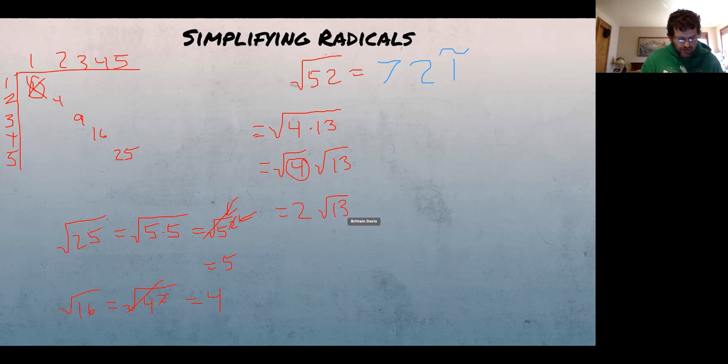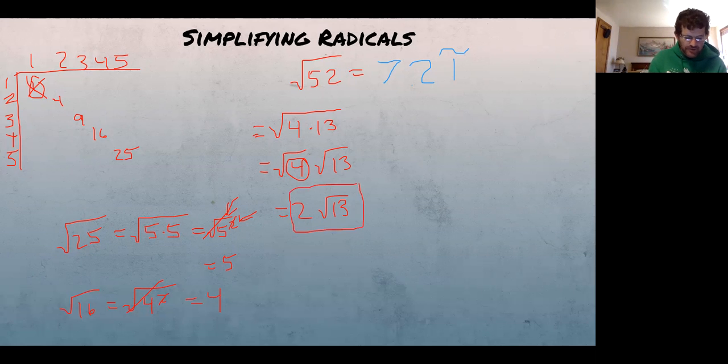At this point, I don't think there's anything else I can do. 13 is a prime number. You might already know that. Maybe you go through and figure out some other factors. 1 is a perfect square, but the square root of 1 is just 1, and it doesn't change anything. So that's why we don't care about 1. But anyways, at this point, this is my simplified radical. All right, so hopefully that makes sense.